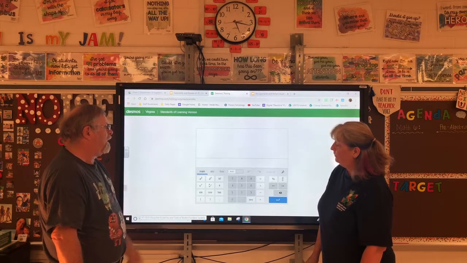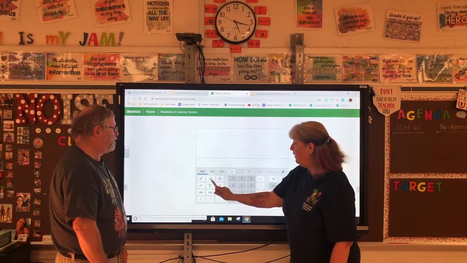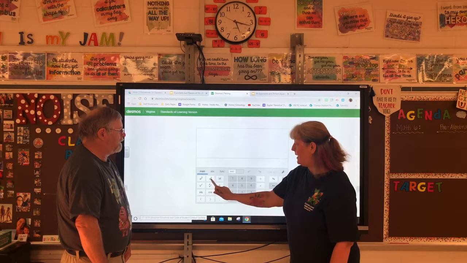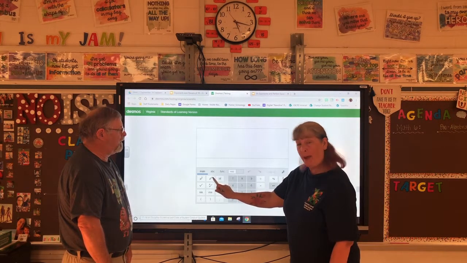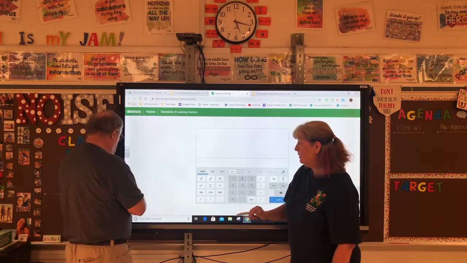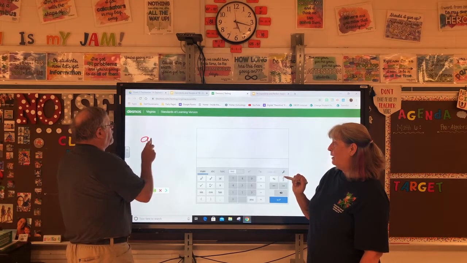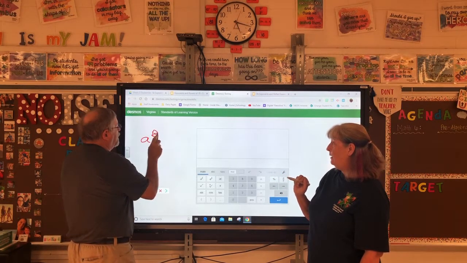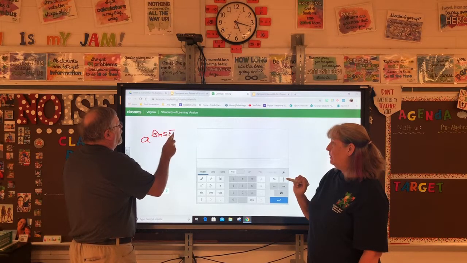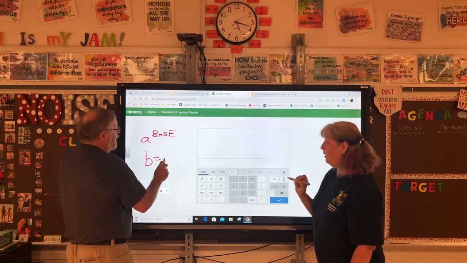Let's just explain the one button we need here. This is the exponent button. It's a to the b power. A is our base, so A would be the base, and B is the exponent.